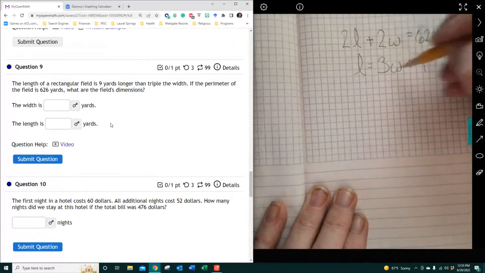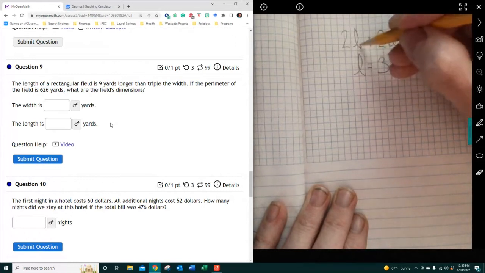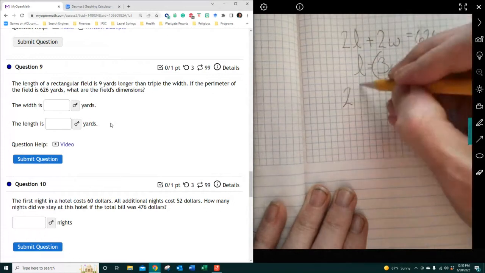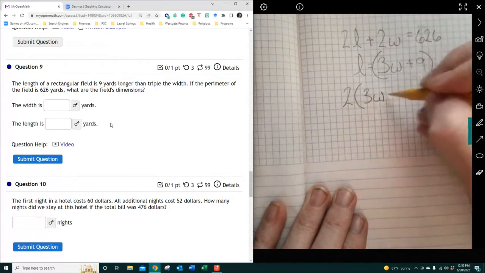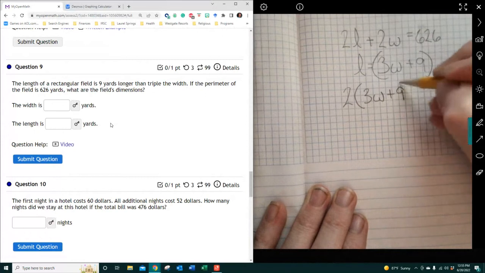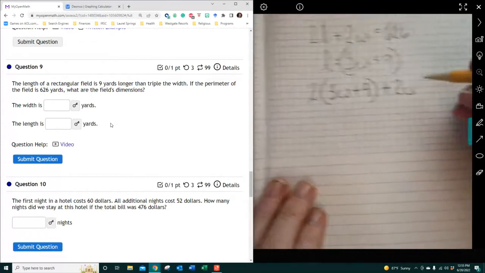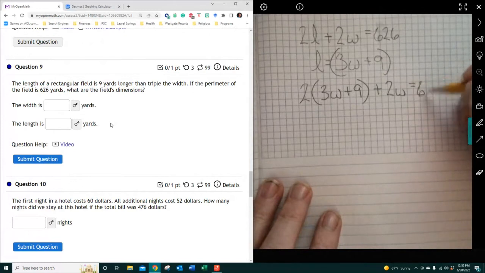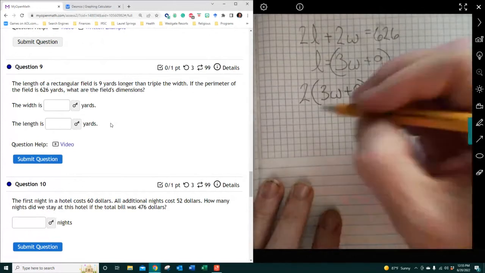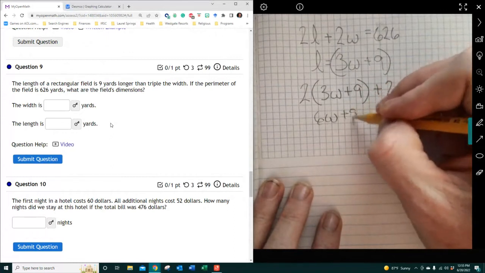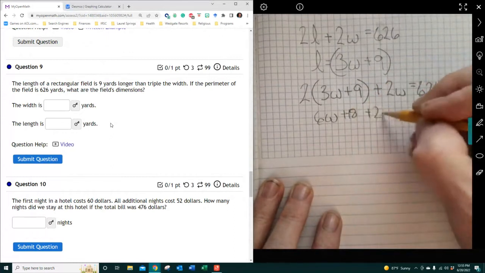So we take out P and represent that with 626. And now that we have that, we can go ahead and represent this L right here with all of this. So we have 2 times 3W plus 9. And then we have the 2W, all right, equals 626. Now, this is just nothing but doing the legwork, and that is multiplying it and then combining like terms and such.